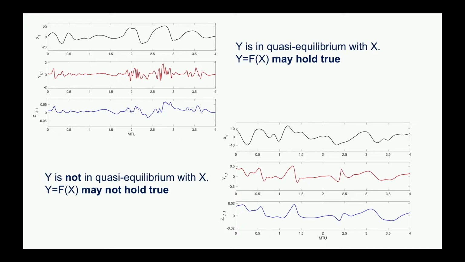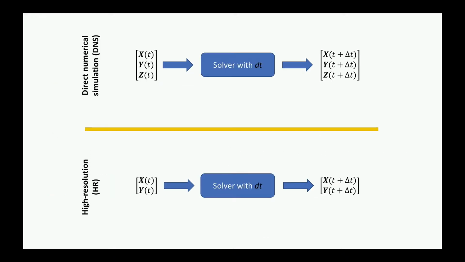The one on the top left is where Y is in equilibrium with X. That is, the temporal variation of Y is much larger than that of X. We call this system to be in quasi-equilibrium, and this whole parametrization technique only holds true if such a case arises. But in real turbulence simulations, real atmosphere, this scale separation is not there, which is the second case. And in this case, these low-resolution models that parameterize Y as a function of X do not quite work. We believe that this is where our model comes in to do real simulations of the atmosphere.